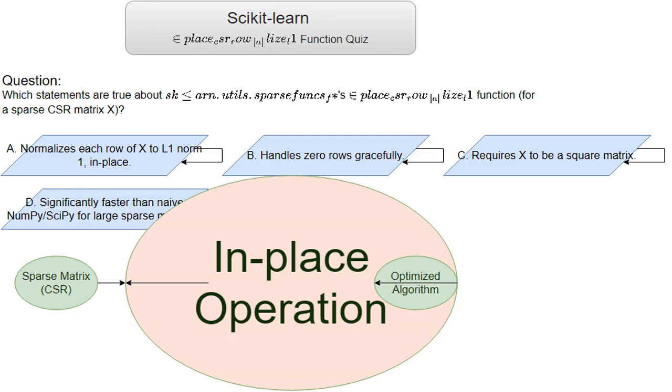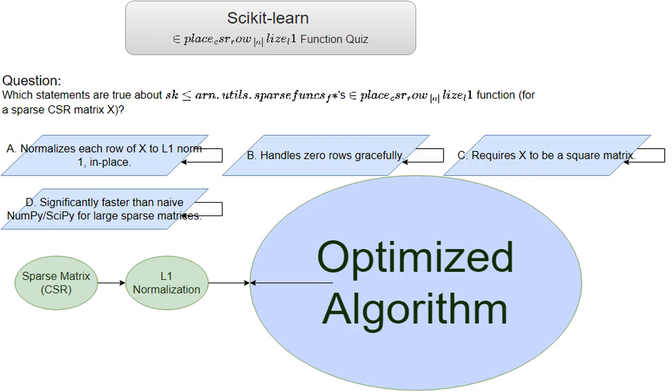An in-place operation modifies the original data structure directly, rather than creating a new copy. This is generally more memory efficient. Optimized algorithms are specifically designed to take advantage of the structure of the data to perform computations faster and more efficiently. In the context of sparse matrices, optimized algorithms avoid unnecessary calculations on the many zero values.